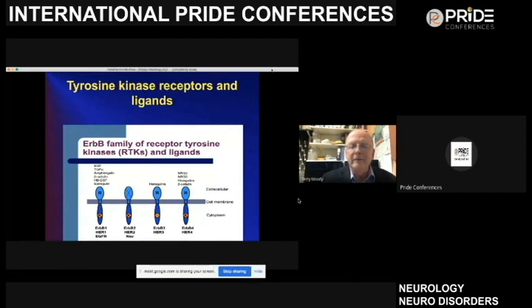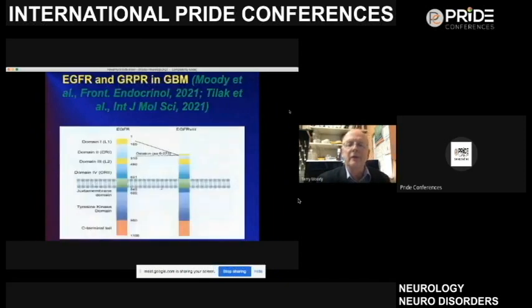HER3, however, forms heterodimers with HER2. This leads to tyrosine phosphorylation, or it can form heterodimers with EGF receptor. This leads to tyrosine phosphorylation. So for the EGF receptor, you see it's large, 186 amino acids. It's got 4 extracellular domains. Domains 1 and 3 are involved in ligand binding. Domain 2 is essential for heterodimers.